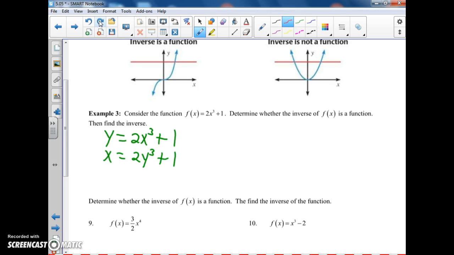Y by itself, which is what do you do first? Subtract 1 from both sides. Okay, subtract 1 from both sides. So what's step number 3? Divide everything by 2. You got it.